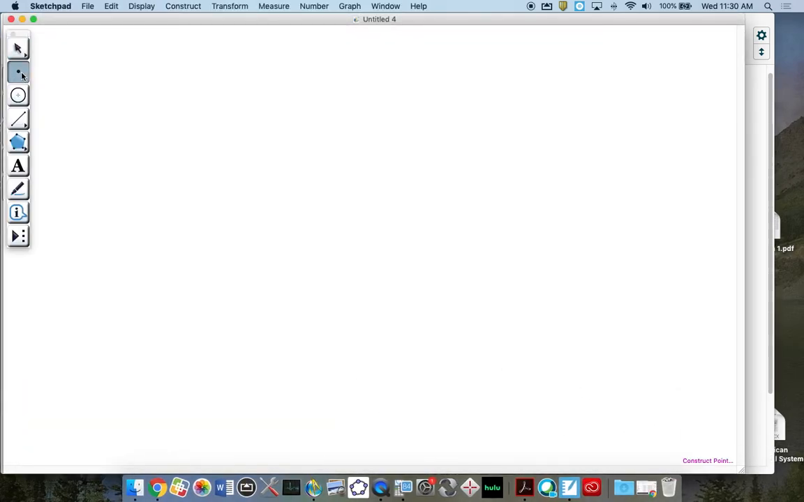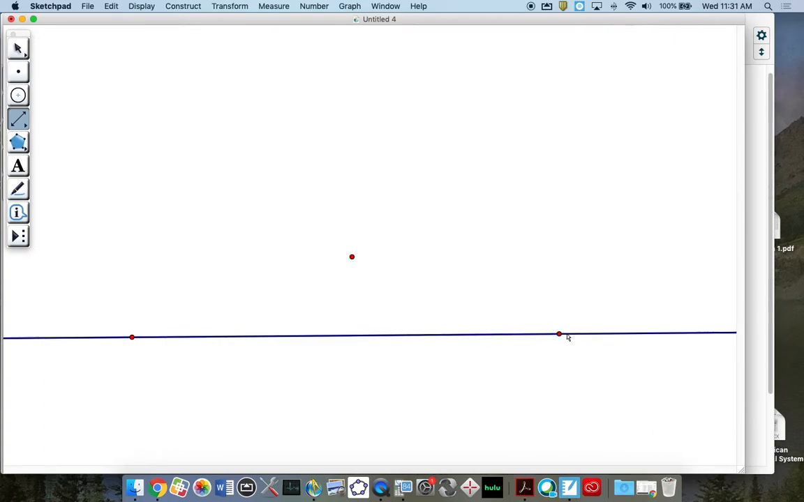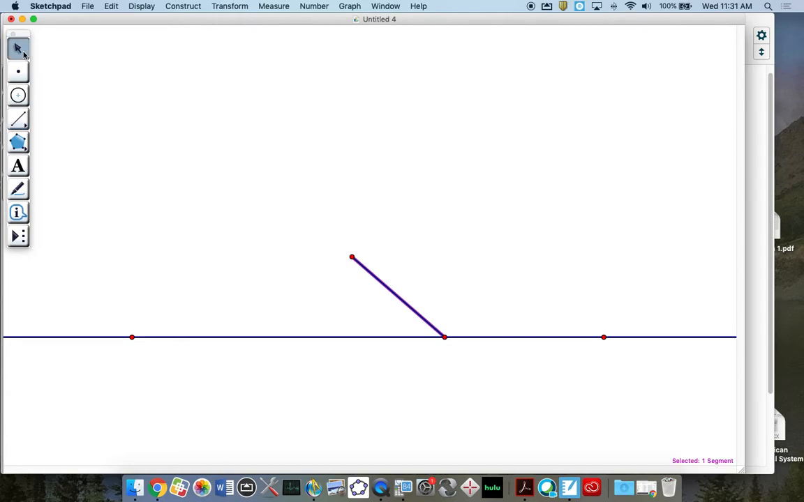So I'm going to create a point, so this is the focus, and then I'm going to create a line, which is the directrix. Okay. Now what I want to do is make a point on the directrix, and then I'm going to make a segment from the focus to that point. And now I'm going to construct a few things which I'll explain in a minute.